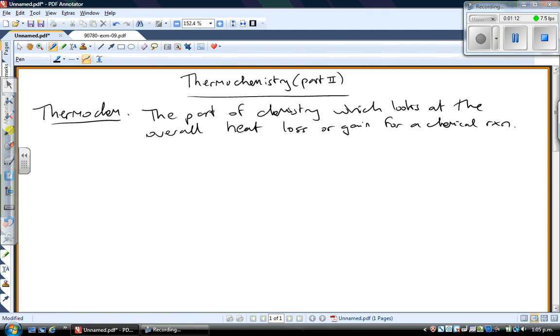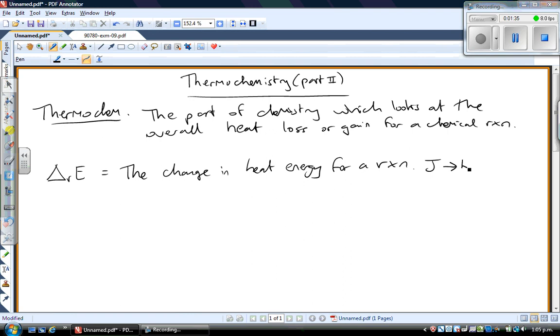Then there's some key symbols that we need to introduce. Delta E represents the change in heat energy. So it's heat energy that we're talking about here for a reaction. And the units of energy, as you hopefully remember from level 2, would be joules, which I always tell my students to convert straight away to kilojoules.